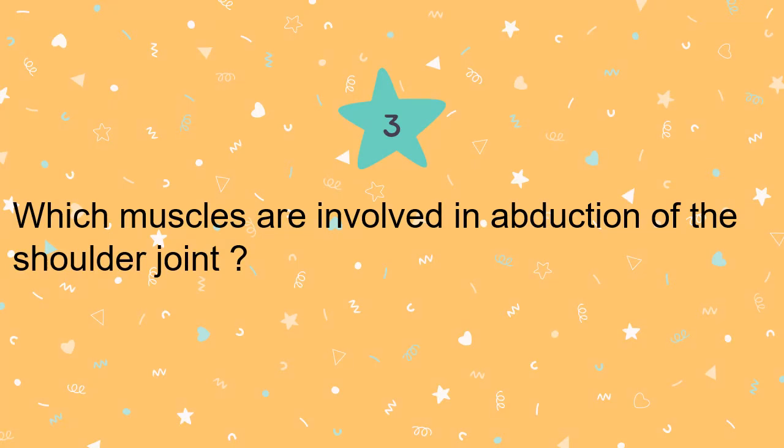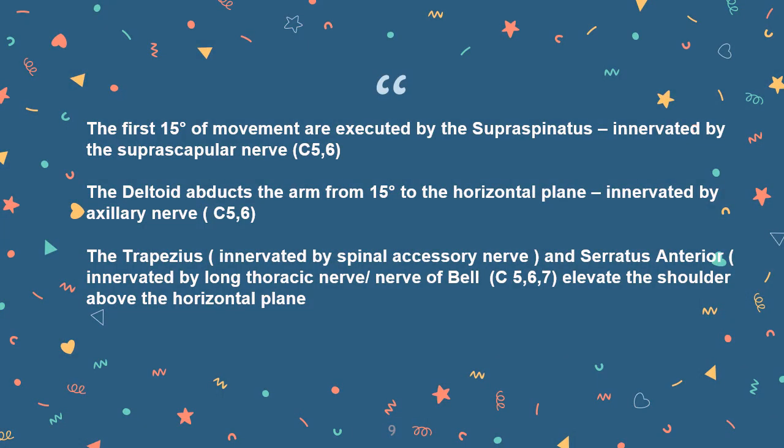Which muscles are involved in abduction of the shoulder joint? The first 15 degrees of movement are executed by the supraspinatus muscle, innervated by the suprascapular nerve C5-C6. The deltoid abducts the arm from 15 degrees to the horizontal plane, innervated by the axillary nerve C5-C6.